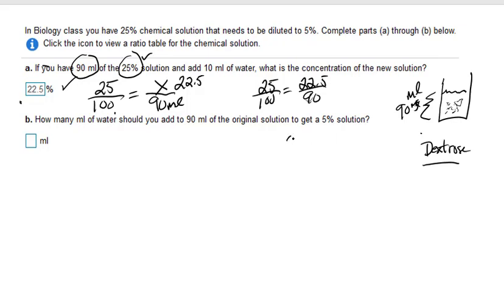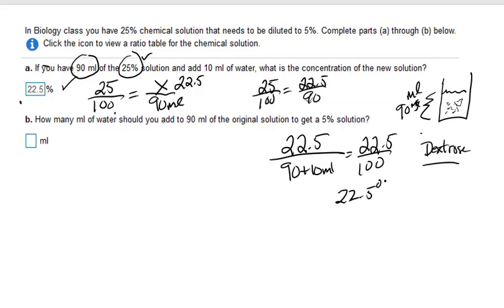If you add 10 milliliters to the 90 milliliter solution, you get 22.5 over 100, which is 22.5%. So in other words, if you add 10 milliliters, you are diluting the solution. So go to 100 and you don't add any more dextrose, you just add some more water. Now what do you have? You have a diluted solution. What's the dilution? It's now 22.5%.